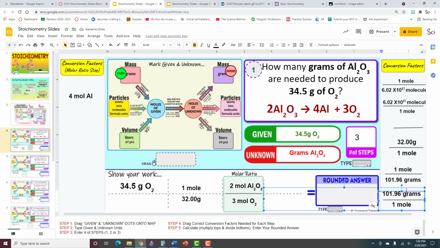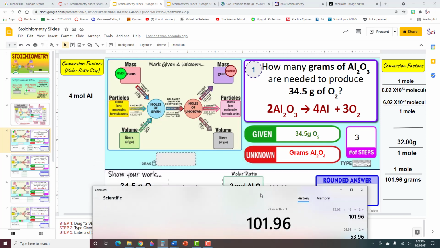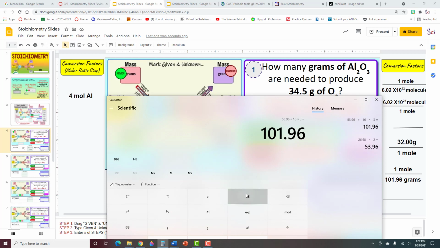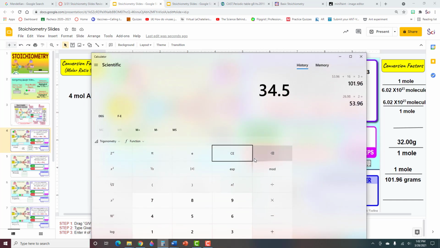That's just split box. This is going to go right here. Alright, so now that everything is set up how it's supposed to be, I am going to solve for my answer. So you start by writing what you have, which is the 34.5 grams of O2. And then the first division bar is multiply by 1 on the top and divide by 32 on the bottom. So multiply by 1 gives me the same thing, and then divide by 32.